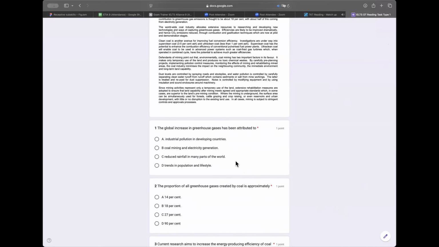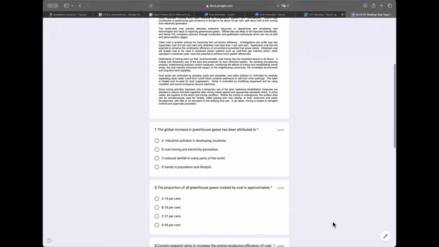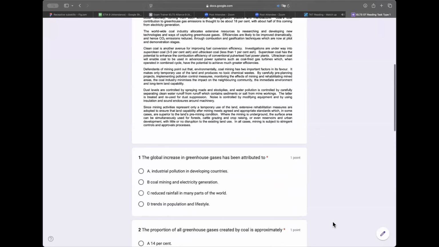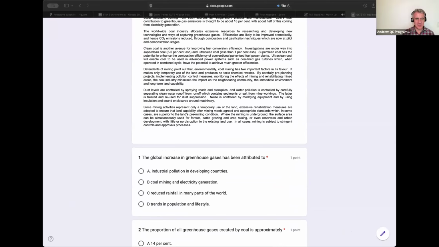Can you see the question stem in number 1? And read it for us, please. I'm trying to open the document. Yes, thank you for zooming in. It says the global increase in greenhouse gases has been attributed to. Right. So that is what we call the question stem.